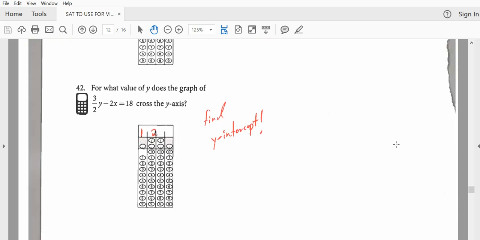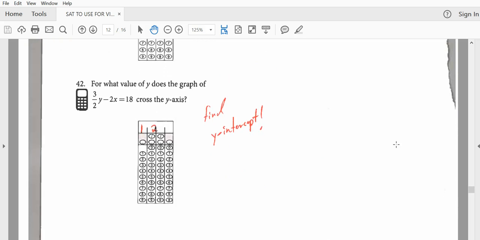Here, for what value of y does the graph of 3 over 2y minus 2x equal 18 cross the y-axis? So crossing the y-axis represents the y-intercept. So here I'd want to get this in slope-intercept, or y equals mx plus b form. So what I would do is add 2x to both sides, giving me 3 over 2y is equal to 2x plus 18. And then I would multiply both sides by the reciprocal of 2 over 3 to cancel out. Or you could multiply both sides by 2, then divide them by 3. It's going to mean the same thing. And we get our y-intercept there, our constant term of 12.